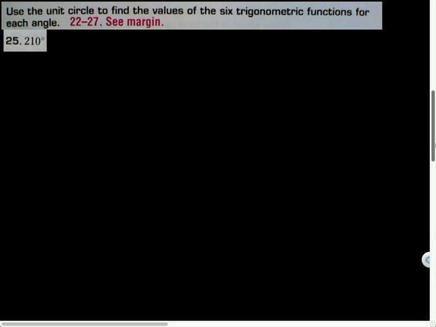So let's see. Here it goes. This is the big question. This is the core concept of this section. Use the unit circle to find the values of the 6 trigonometric functions for each angle. So here we've got a 210-degree angle. Let me draw a picture of this. So here's 180. 210 is 30 degrees more than that.